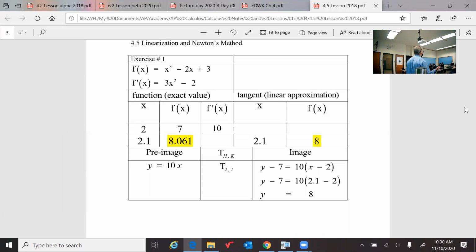You're a little spoiled here. You're going to go to your calculator. Well, if you didn't have a calculator, cubing 2.1, then subtracting double 2.1 out of 3, would take you a little bit of time. Whereas here, using the tangent line, you're off by 61 thousandths.